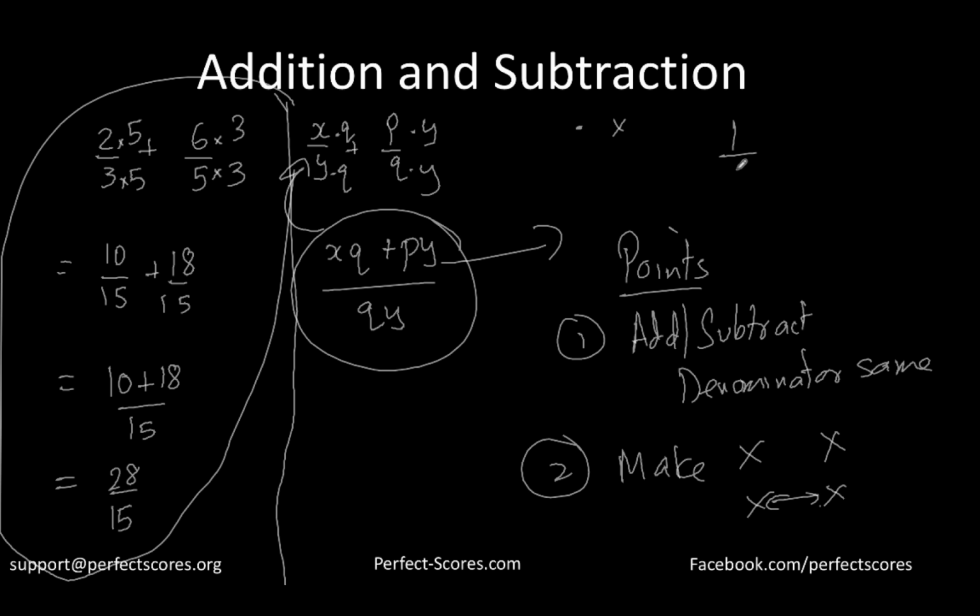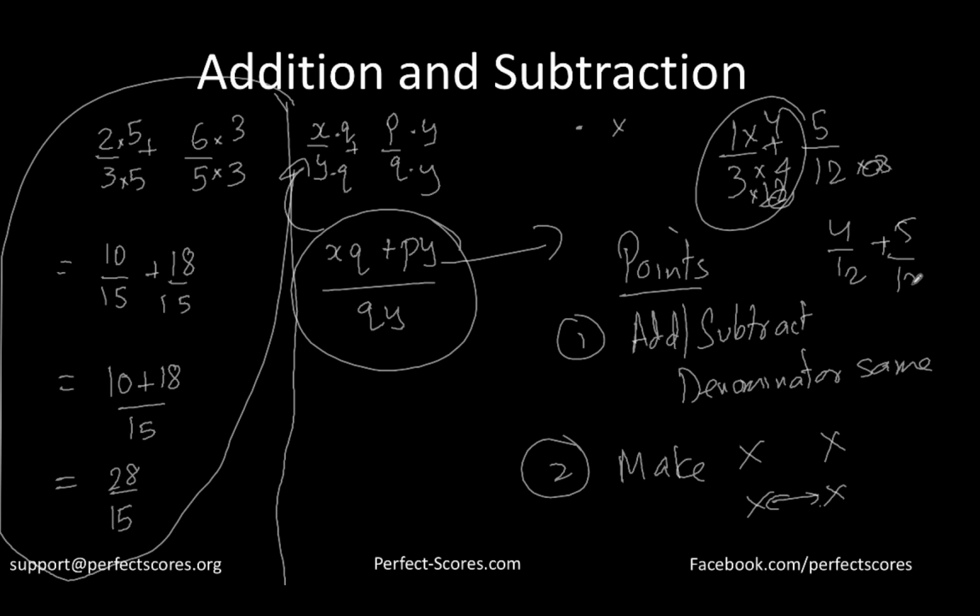So let's suppose I say 1 over 3 plus 5 over 12. You don't need to multiply this by 3 and multiply this by 12. You know that 3 times 4 is 12. So you can just multiply by 4 here and multiply by 4 here. You'll have 4 over 12 plus 5 over 12, and then you'll have the answer as 9 over 12. Fine. So I hope you're getting my point here, guys. So this is about addition and subtraction.